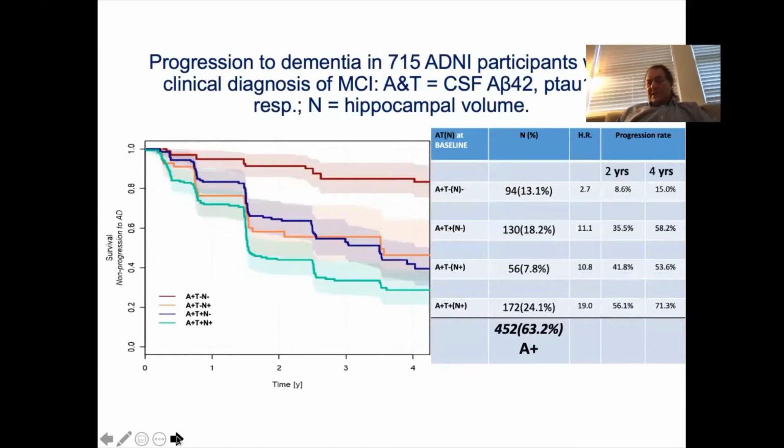This is some data from the biomarker core, basically making the point that the progression of the disease is very much affected by their biomarker status. People who are amyloid and tau and neurodegeneration negative have relatively low progression, but people who are amyloid and tau and neurodegeneration positive have much more rapid progression. So the more disease you have, the more rapidly you progress. Makes sense.